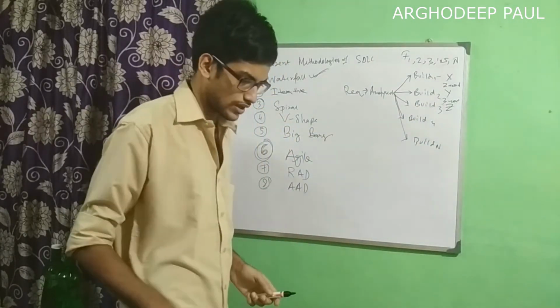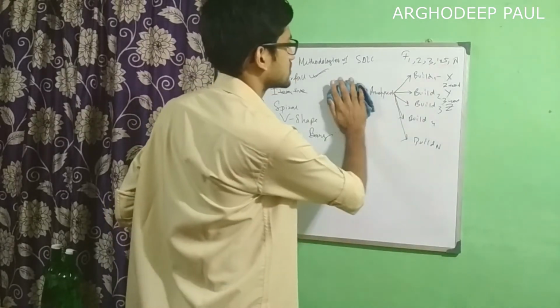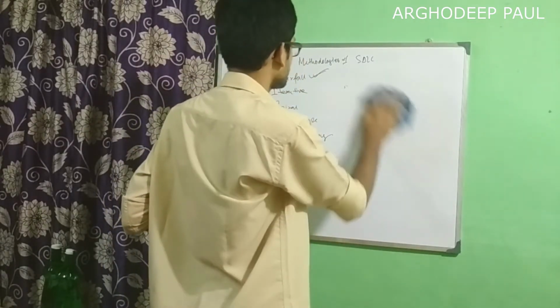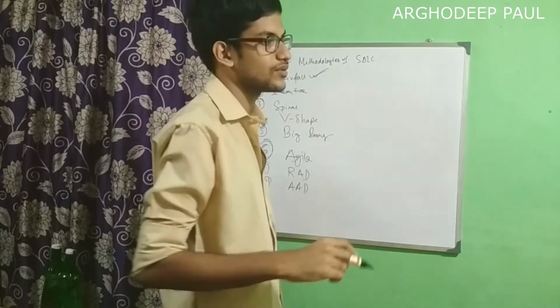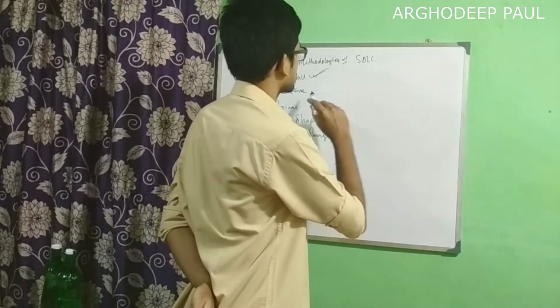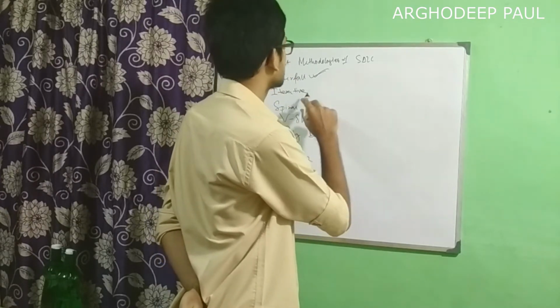Let's see what the other models are. So what is actually iteration and what is increment? Okay, I forgot to tell these things.